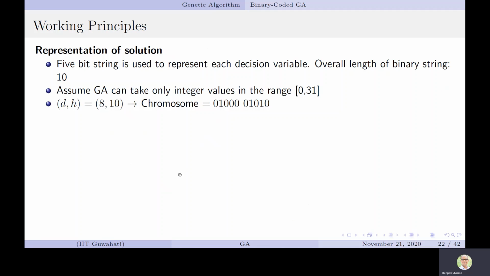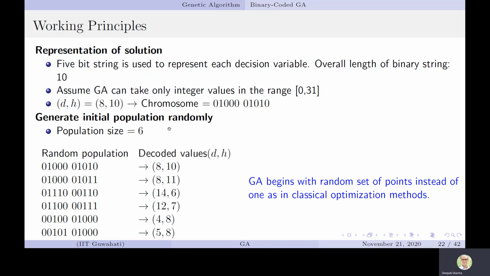So as we have understood, we have to represent the solution. So we are taking 5 bits for diameter and 5 bits for height. So meaning that 5 plus 5, we are going to use a binary string of length 10 to represent a diameter and a height. So as you can understand in the chromosome, first 5 bits are used for diameter and next 5 bits are used for the height. So if we decode the first 5 bits, we are going to get a diameter of 8. And if we decode the rest of the 5 bits, then we are going to get a height of 10.